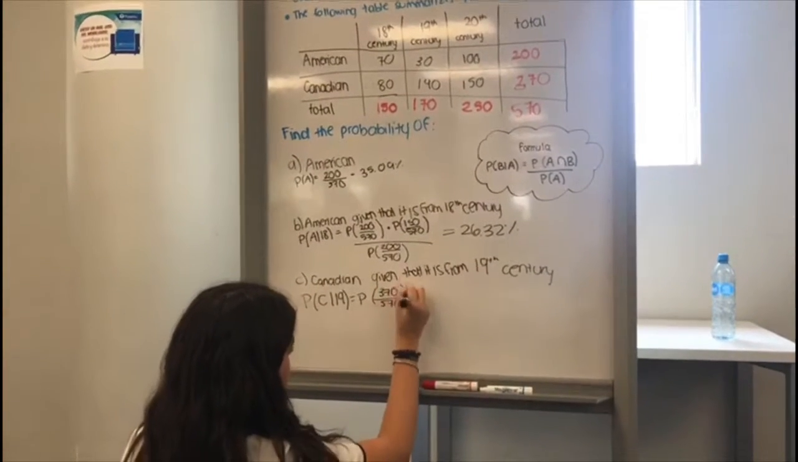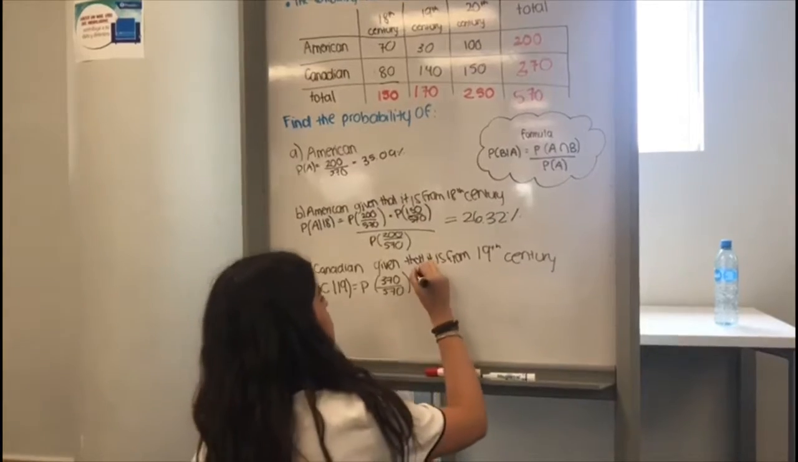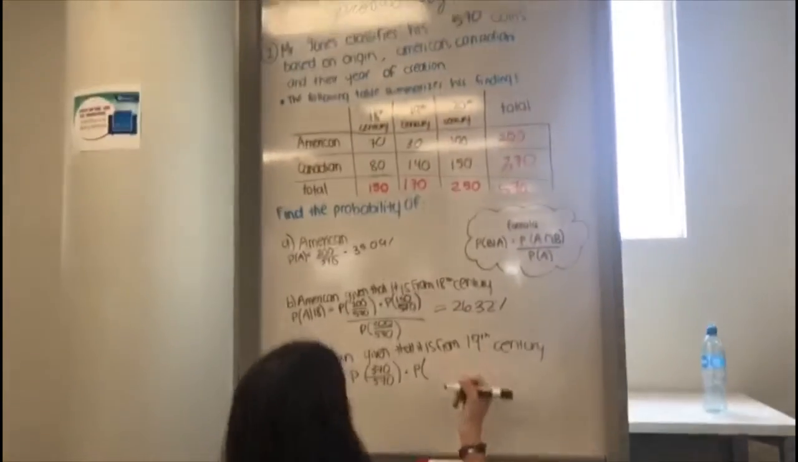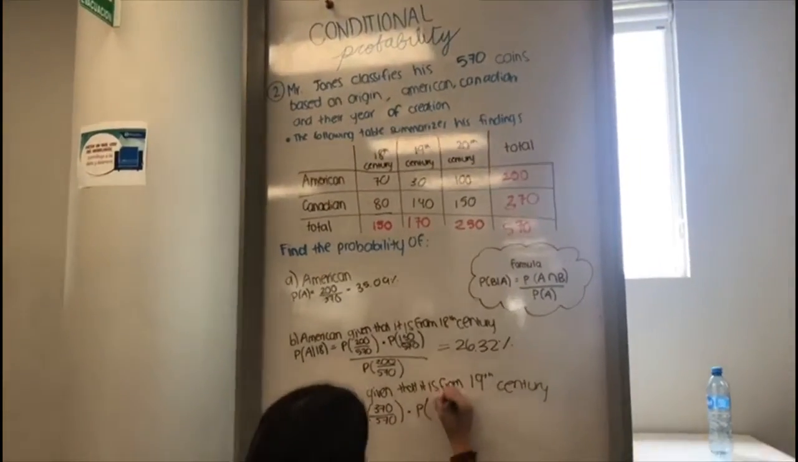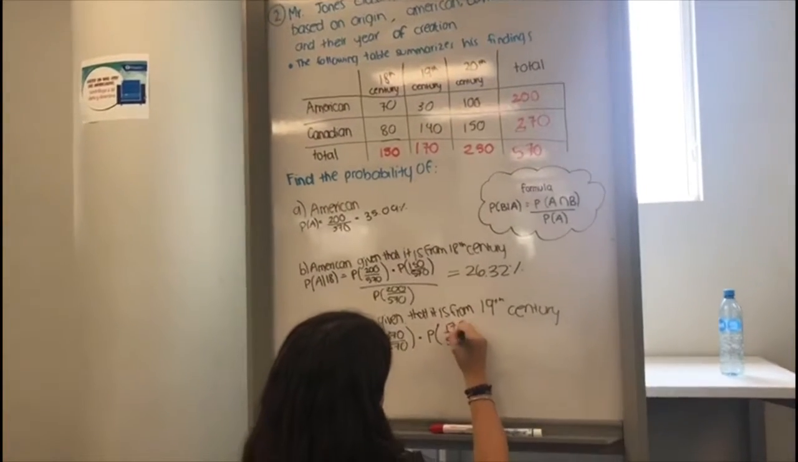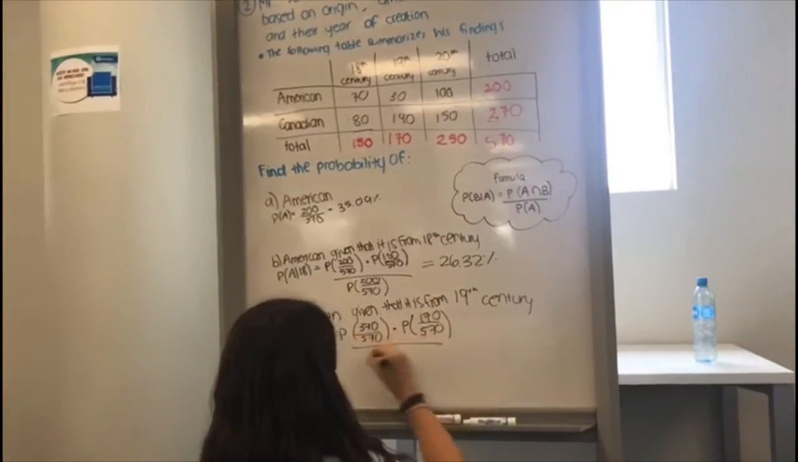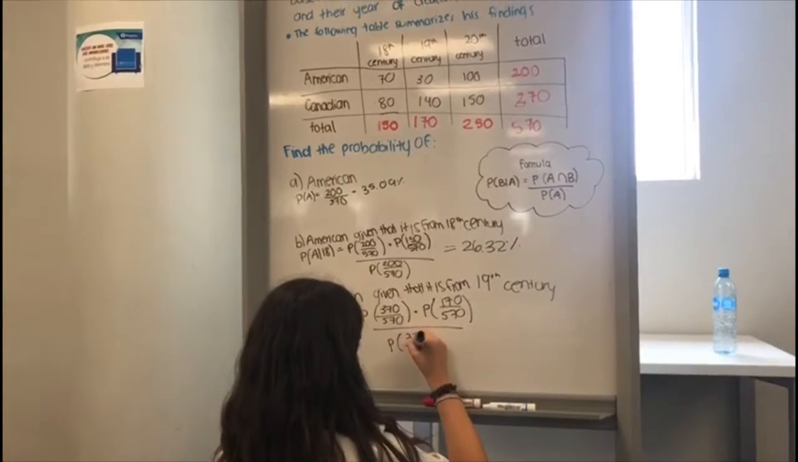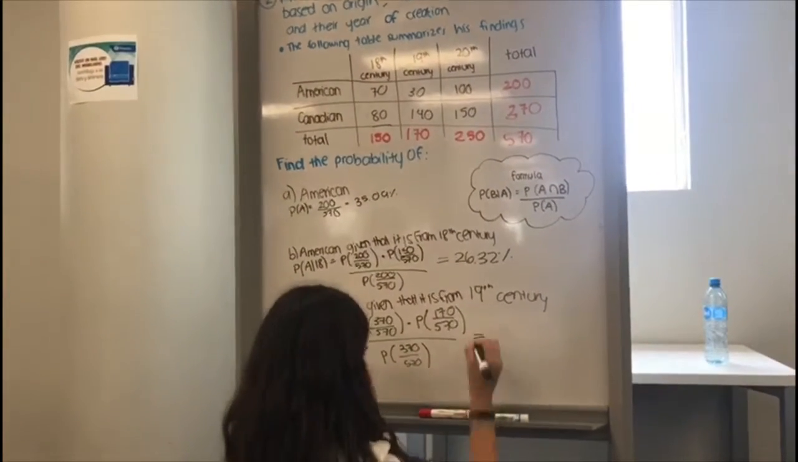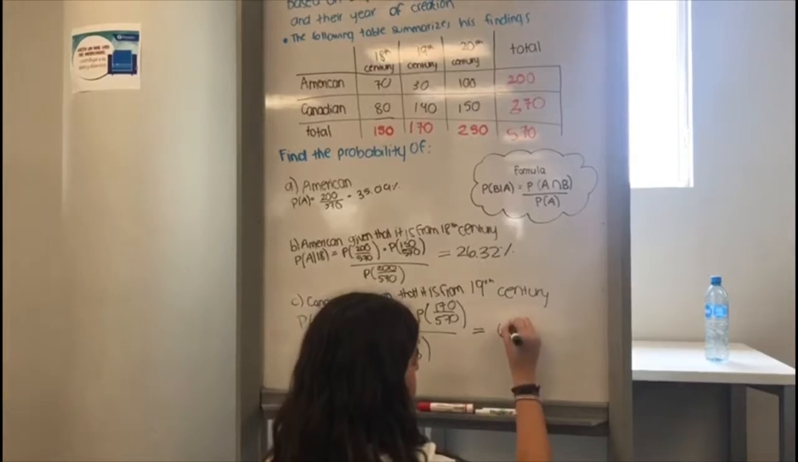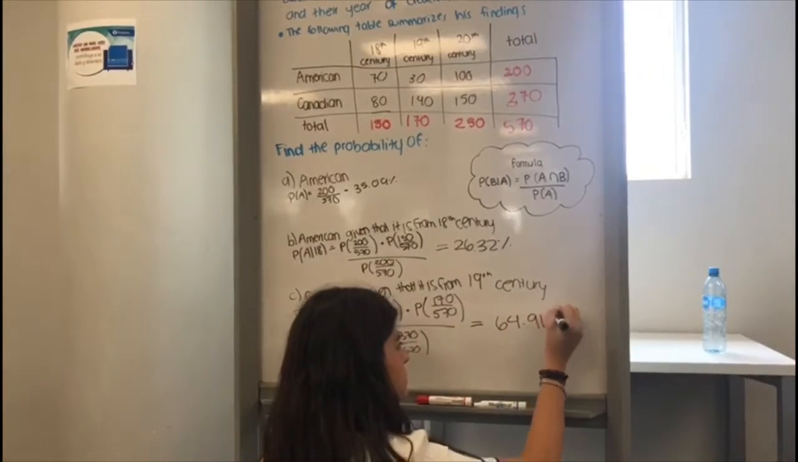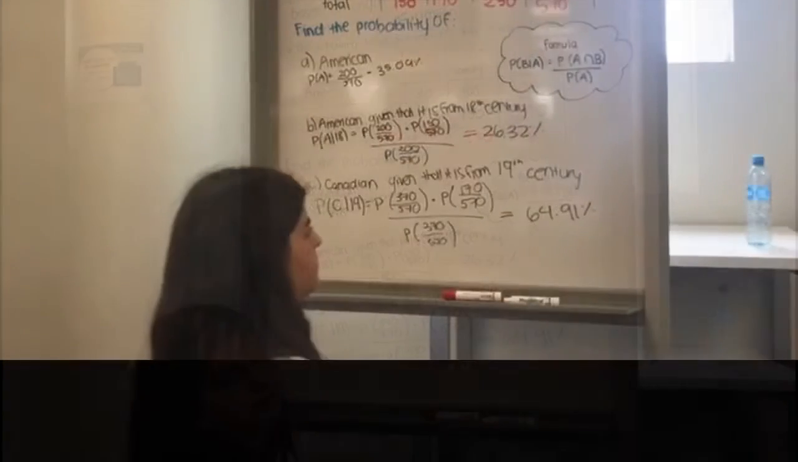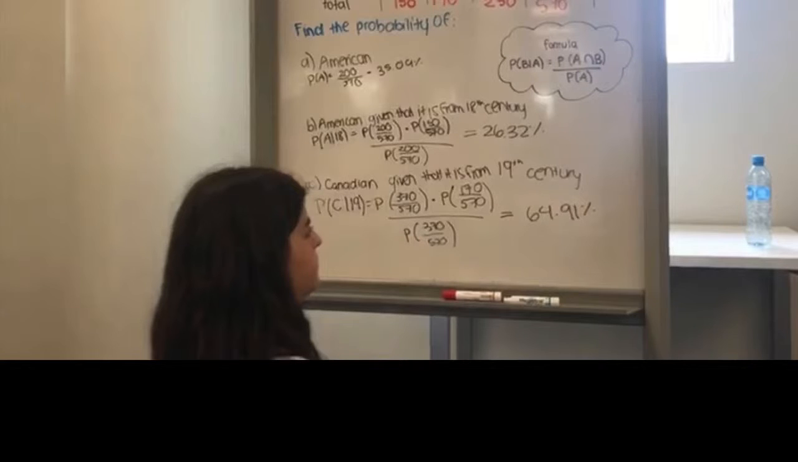And thus, letter C says that a coin has to be Canadian, given that it's from the 19th century. So we use the same formula. We do the probability of it being Canadian, which is 370 over 570, which is the total, times the probability of it being from the 19th century, which is 170 over 570, all of it dividing by 370 over 570, and the total in percentage is 64.91%.